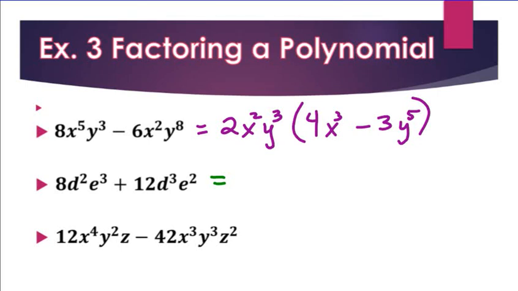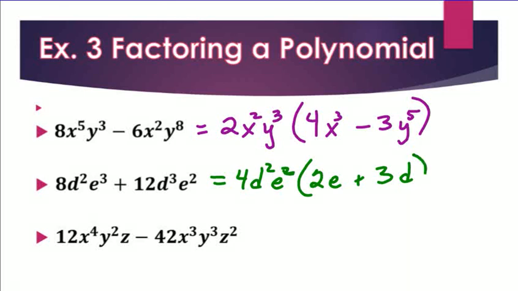Common factor of 8 and 12 would be 4. The most d's is d squared. The most e's is e squared. Divide those out. 8 divided by 4 is 2. We have our d squared. We just need another e. So I'm just dividing those out. Plus 12 divided by 4 is 3. D cubed divided by d squared is d. And then I have my e squared.